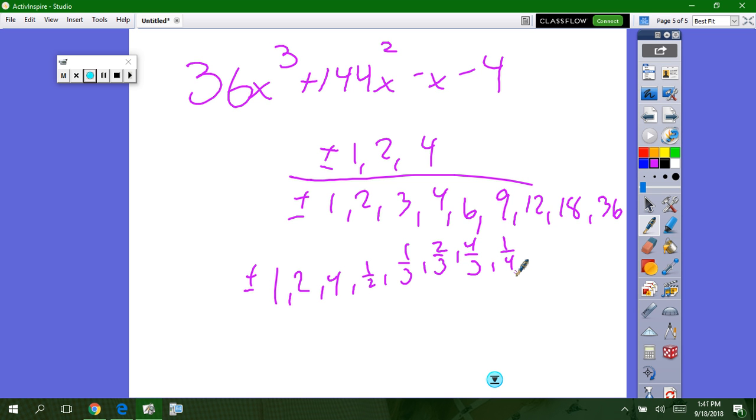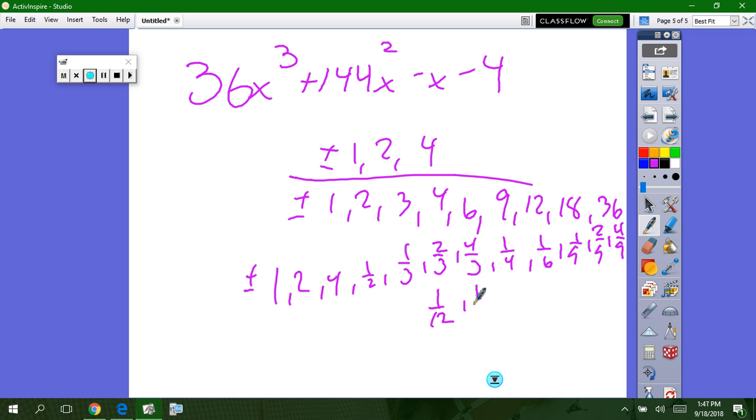So I got 1 divided by 6, which is 1/6. 2 divided by 6, which is 1/3, which is already there. 4 divided by 6, which is 2/3, which is already there. Okay, let's do 9. 1/9, 2/9, 4/9. Holy crap, we're still going. 1/12. How about 2/12? He's already up there, isn't he? 4/12. He's already up there, isn't he? Okay, now we're going to do 18.